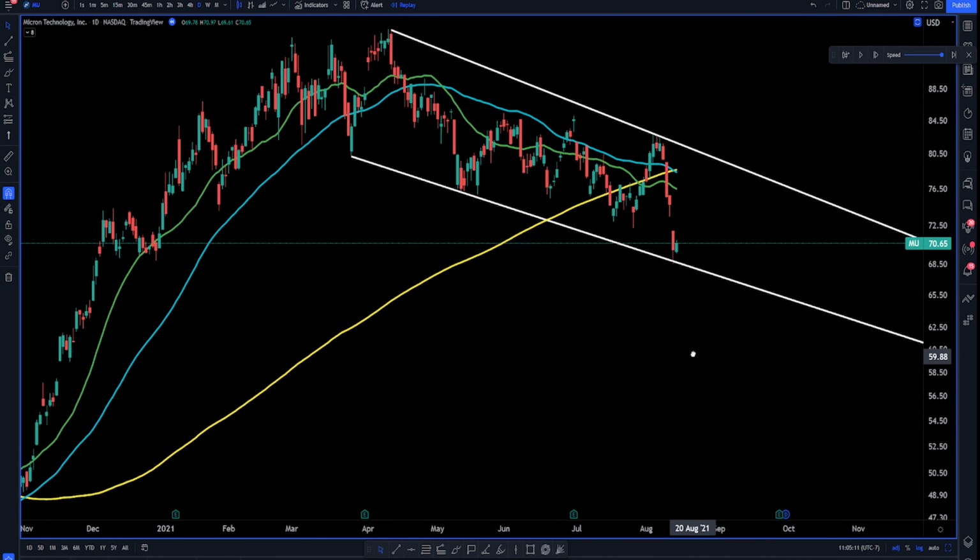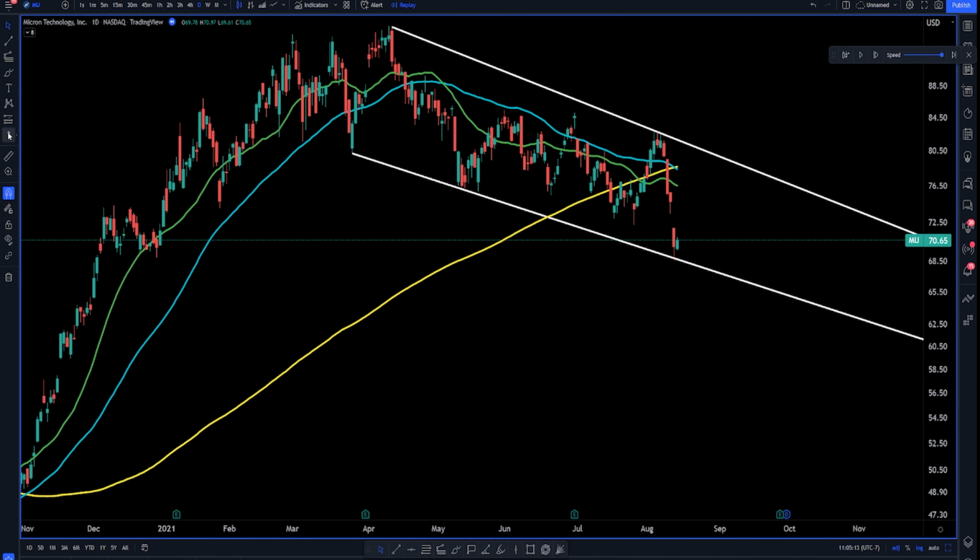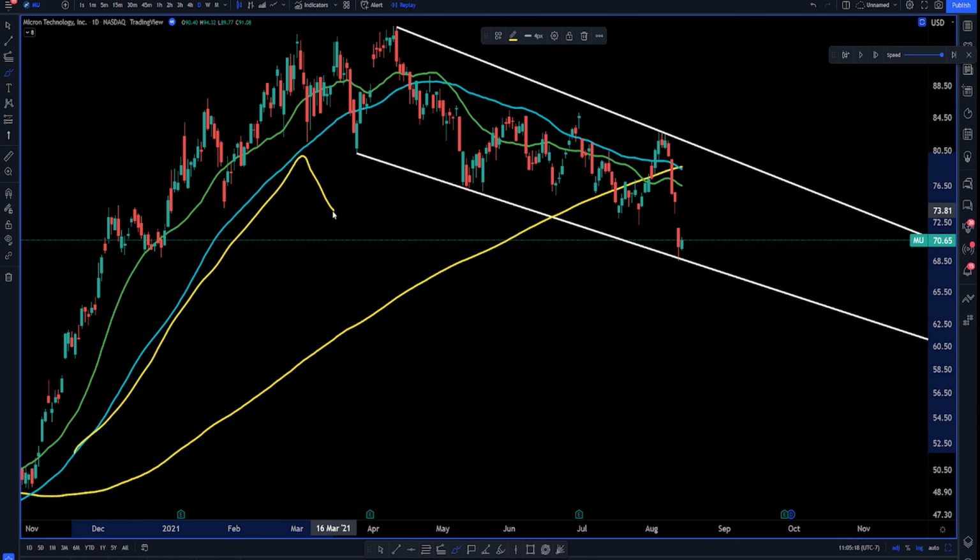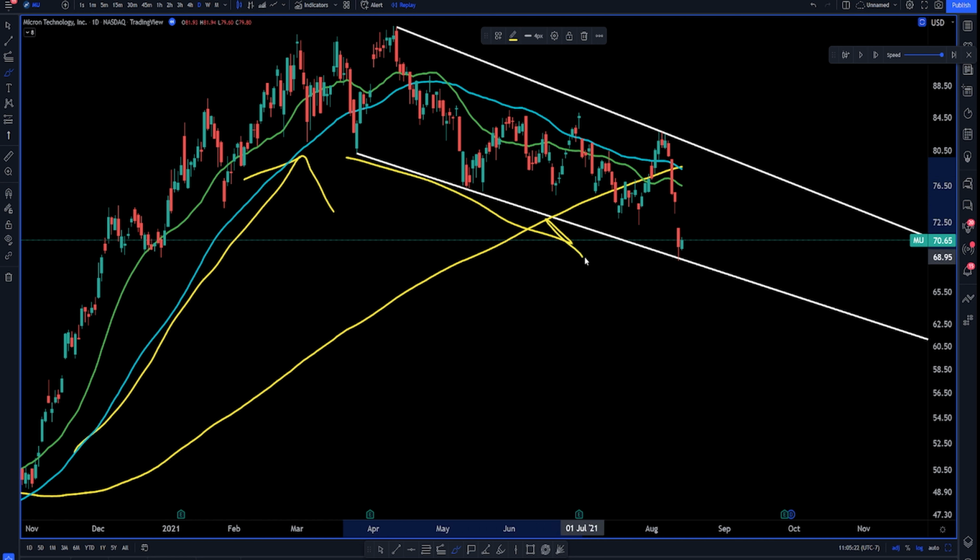Now, we have a few parts we need to talk about. First, we have our uptrend. Then we have our resting period within the flag.